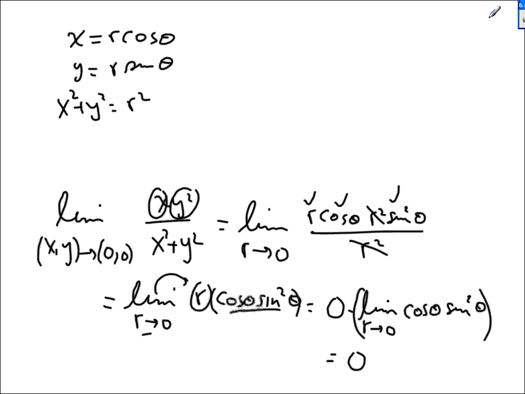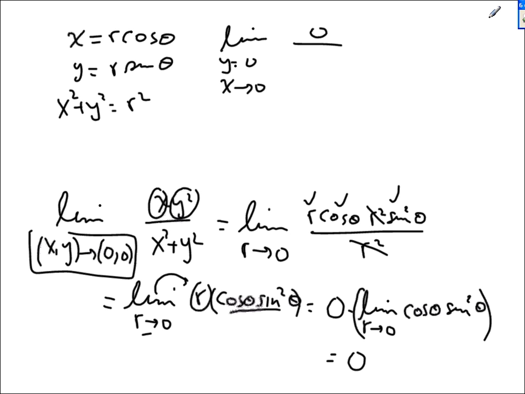But the nice part is we didn't have to take different paths. We didn't have to try this path and that path. Turns out whatever path we're going to try is going to give us 0. One way of going to (0,0) is to let y be 0 and let x approach 0. That is, you're approaching (0,0) along the x-axis. So y is 0. So the top is going to be 0. And the bottom will just be x squared.